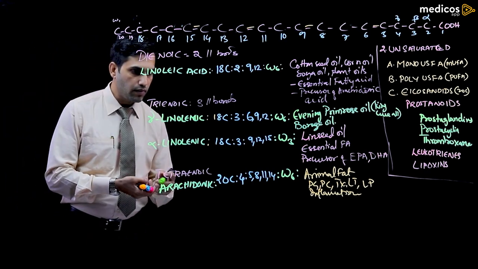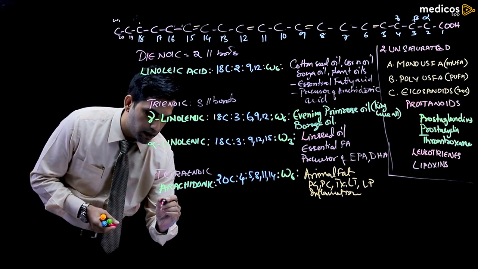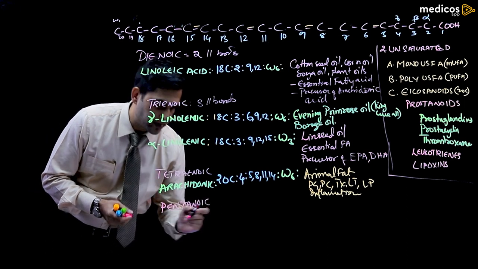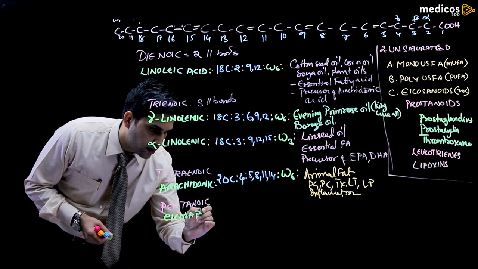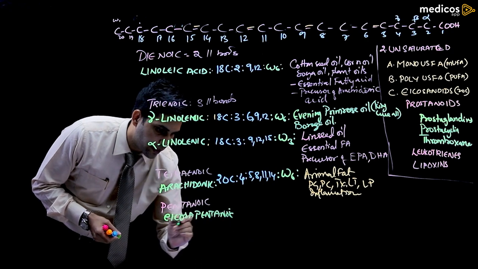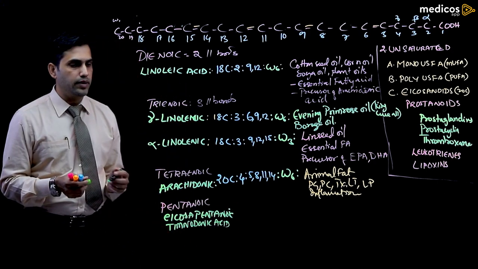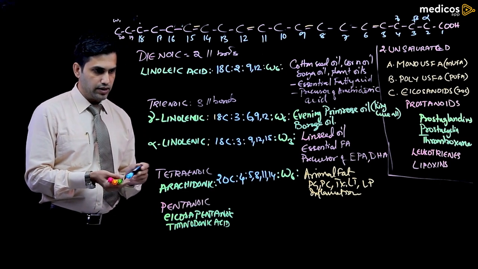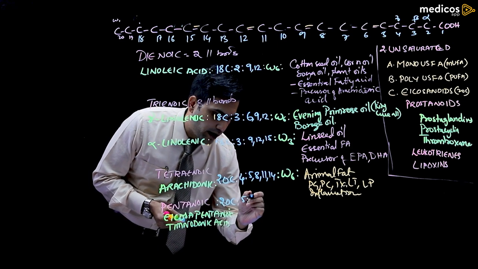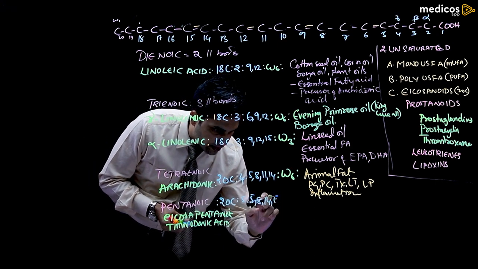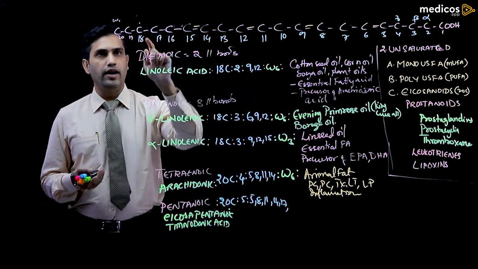Next we have the pentaenoic acid, eicosapentaenoic acid, also called timnodonic acid. It has 20 carbons and 5 double bonds at positions 5, 8, 11, 14 and 17.